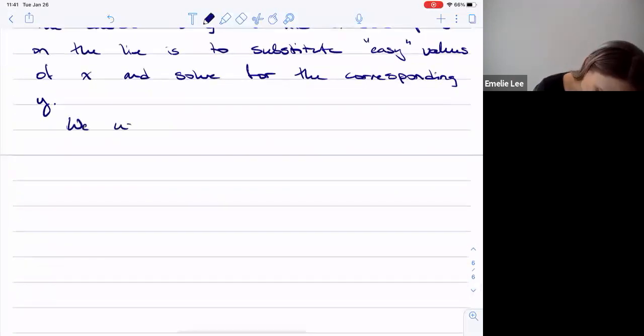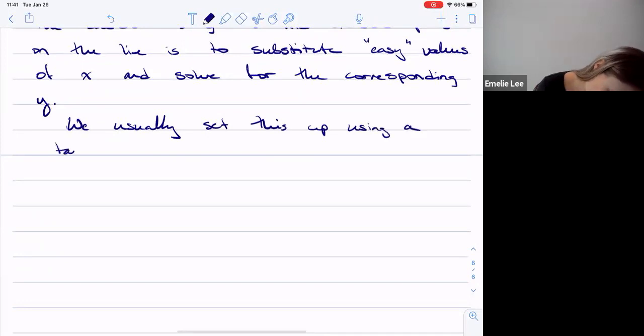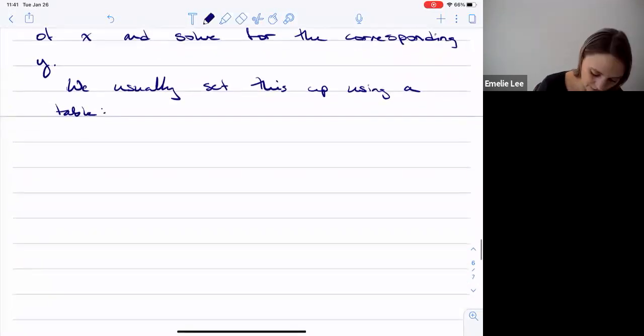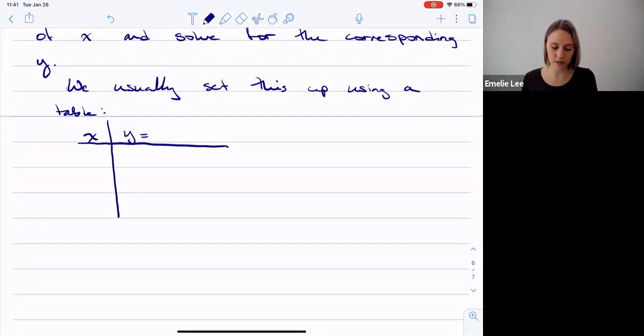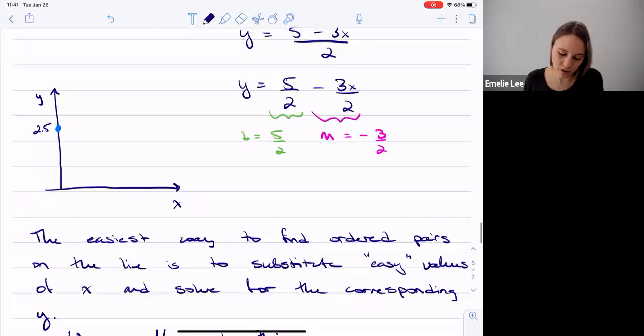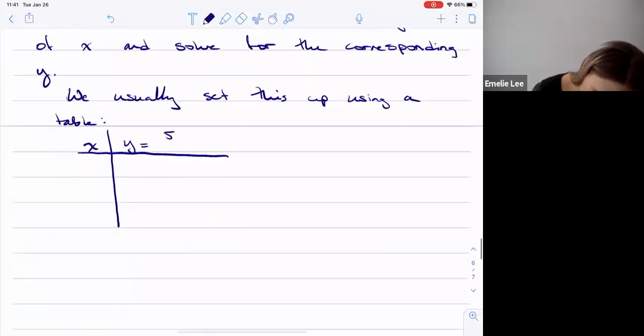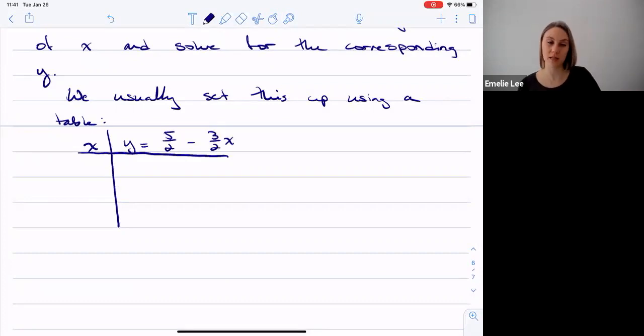So we usually set this up using a table. Something like this, x on the one side and then y equals the equation that I'm working with that I just solved for, 5 over 2 minus 3x over 2. Or what I'll do is I'll have 3 over 2 times x. That's the same. I can have the x in the numerator or off to the side. It doesn't matter. It behaves the same way.